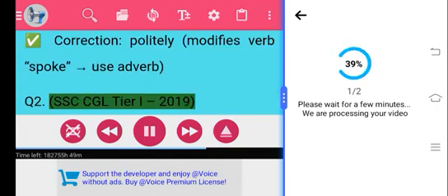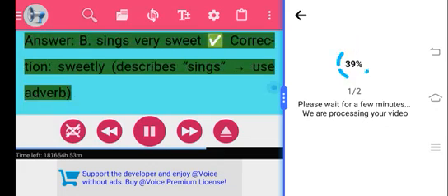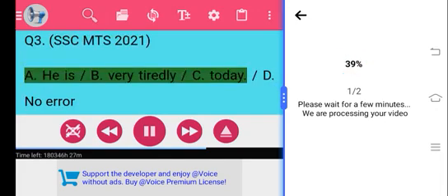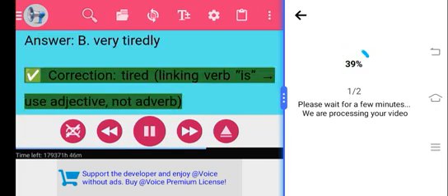Q2. SSC CGL Tier 1 2019. A sheep sings very sweet in the choir. No error. Answer: B, sings very sweet. Correction: sweetly describes sings. Use adverb. Q3. SSC MTS 2021. He is very tiredly today. No error. Answer: B, very tiredly. Correction: tired, since is is a linking verb.